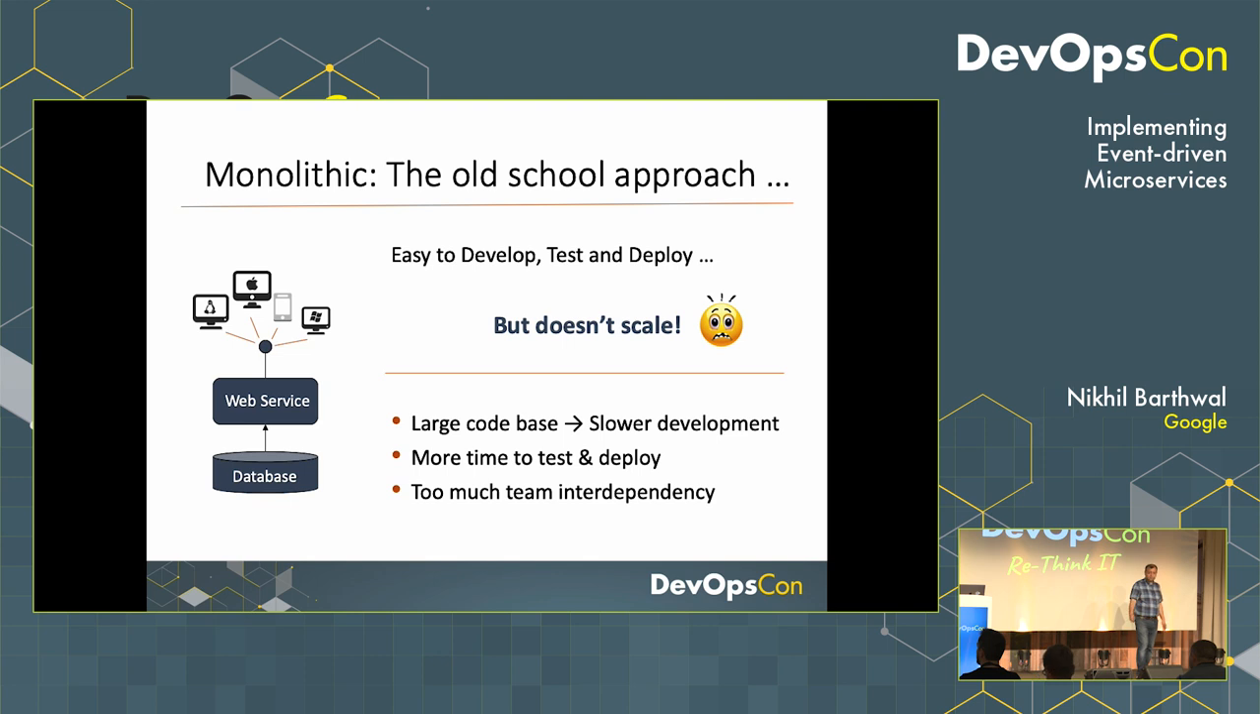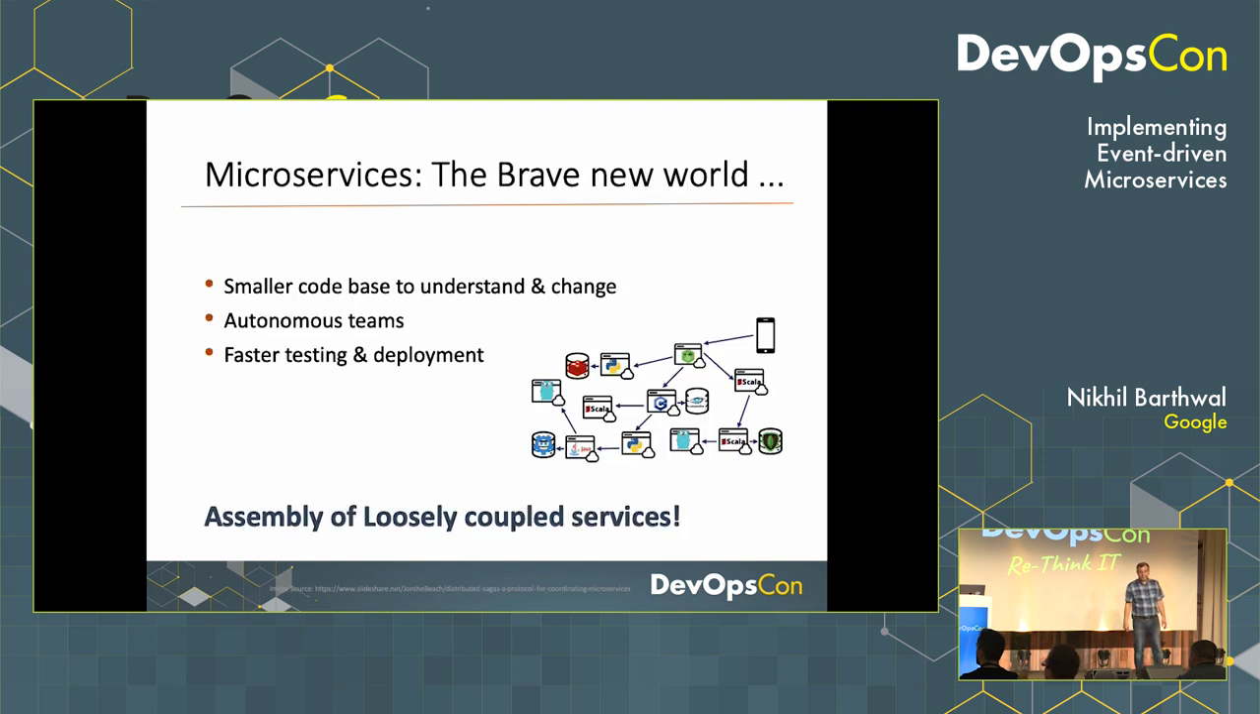And so we move to microservices, right? The brave new world, although it's not so new anymore. But with microservices, you have what is called the single responsibility principle, right? Smaller code base to understand and change. It makes the team autonomous, and we'll see why the teams get autonomous with microservices. And it's faster to test and deploy. So basically what microservices is, it's an assembly of loosely coupled services.